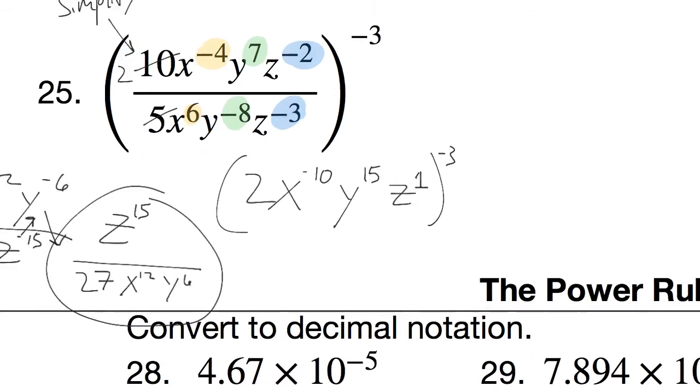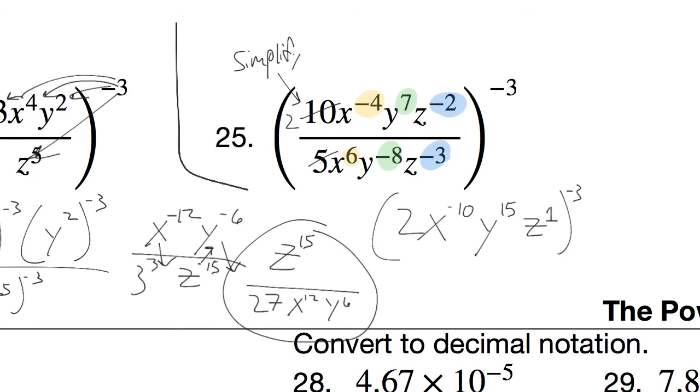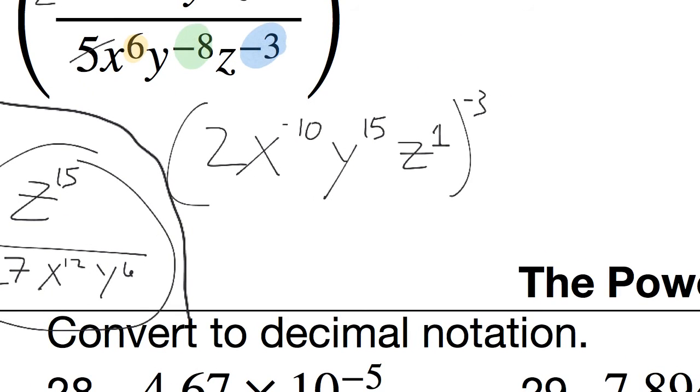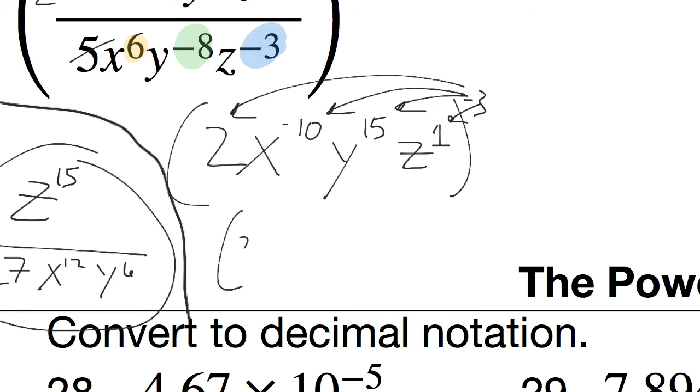So now that we've simplified the fraction just a little bit, we can now raise each of the factors to the negative third power. And that gives us 2 to the negative third, x to the 30, y to the negative 45, z to the negative 3.